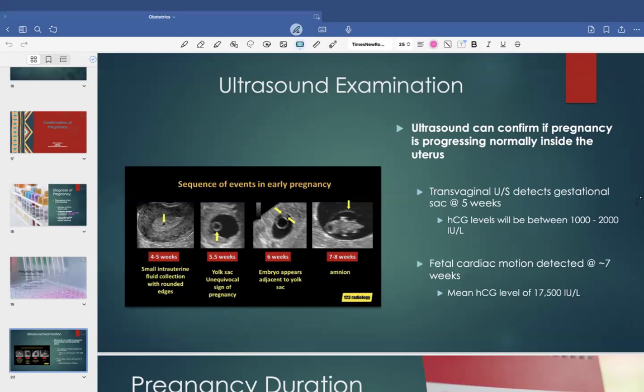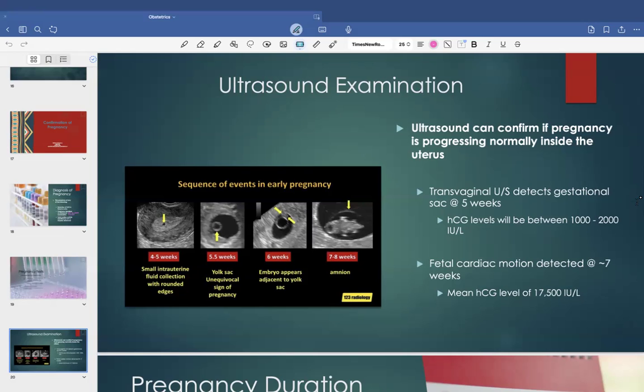And then at 7 to 8 weeks, you can start to see that amniotic sac, that amniotic fluid starting to build. So the transvaginal ultrasound can detect that gestational sac at 5 weeks. Around that time, the HCG levels will be between 1,000 and 2,000.